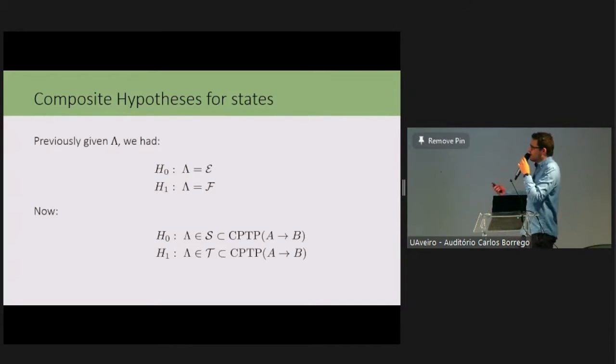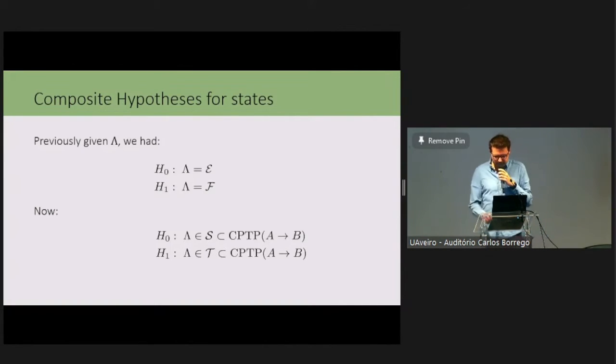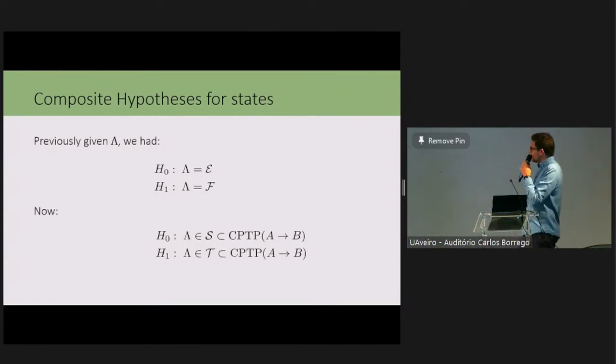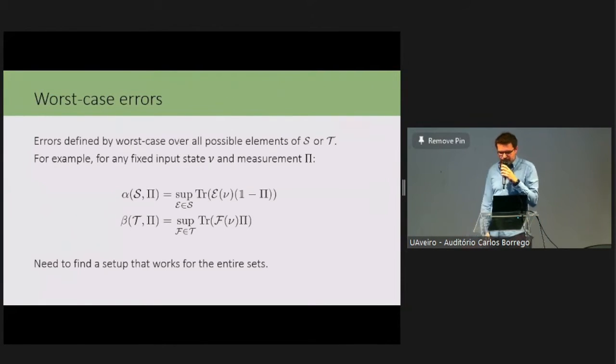You just say, okay, it either comes from one set or from another set. And also, for the decision problem you have to make, you don't have to know specifically what the channel actually is. You just have to decide whether it comes from this set or from the other set. What is different about this problem now is that these hypotheses don't exactly specify what you are actually going to get. So if you think about type 1 and type 2 errors, you have to be a bit more specific about what exactly we mean by this.